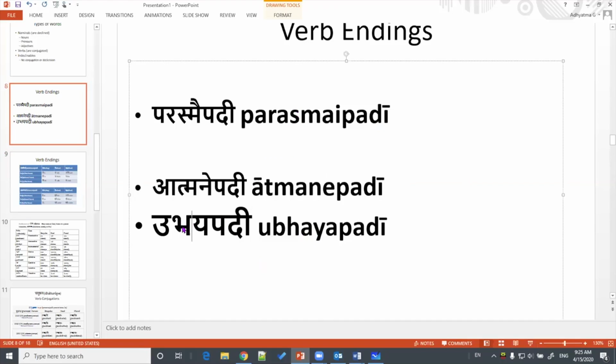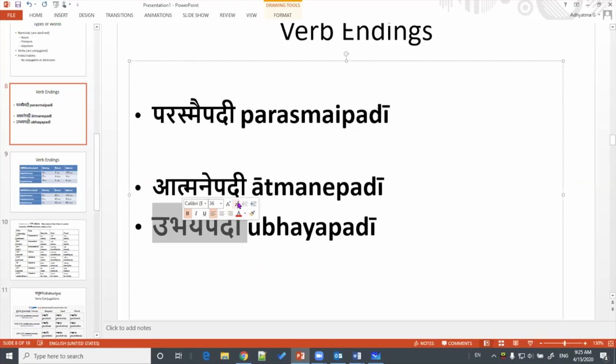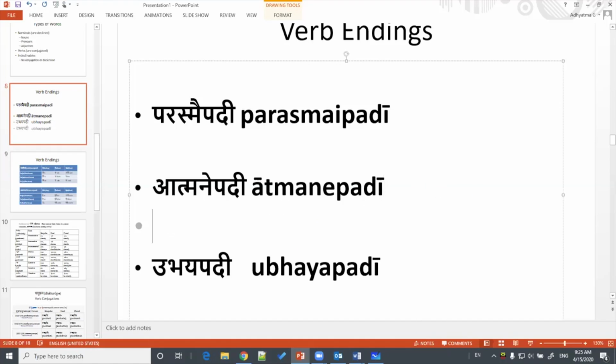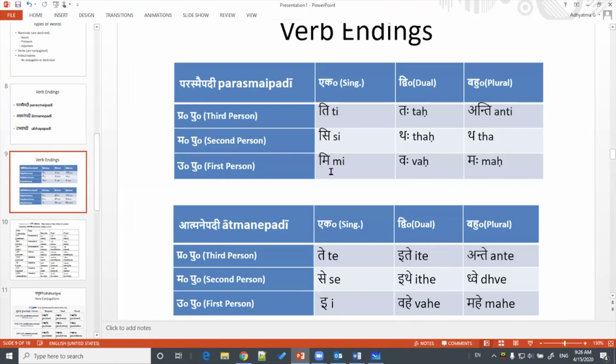Ubhayapadi simply means that there are certain verbs which can take both types of ending. That's all Ubhayapadi means. At one point, it will take only one kind of ending. So it will either take Parasmaipadi or Atmanepadi. And when we say both, it simply means that the same verb can take either of the endings. You will find examples of those and we'll discuss those.